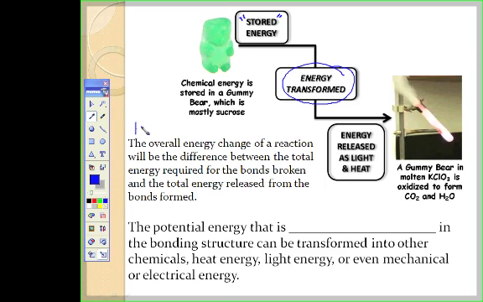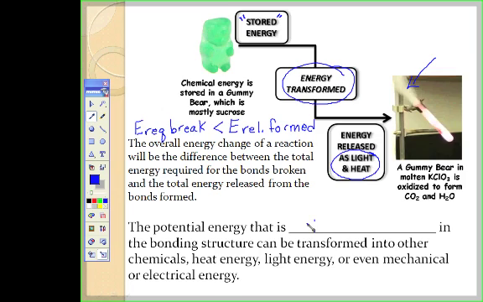So if the energy that is required to break the bonds in the gummy bear is less than the energy that is released when bonds are formed as you make the products in this little gummy bear, you'll see that energy is released, and that energy could be ultimately captured, and that's why we call it stored energy. It can be released as light or heat.